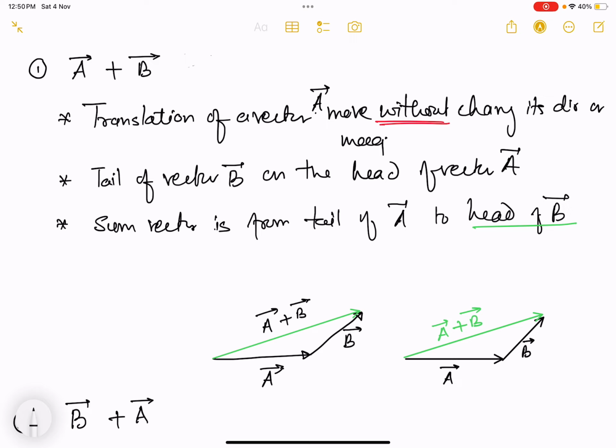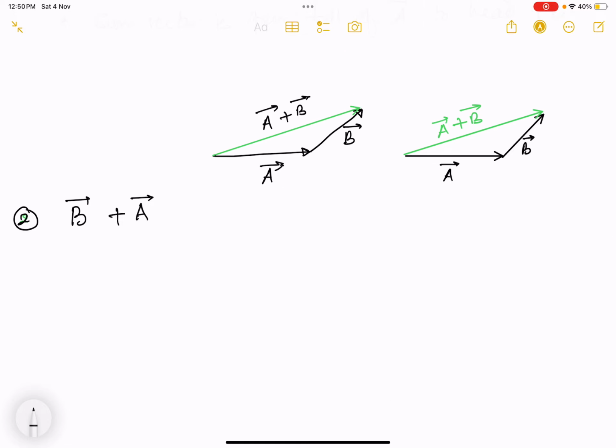Correct? So now if you have to do B plus A, what is your first vector? First vector कौन सा है तुम्हारा अभी? Your first vector is B now, and second vector is now A. So how do we do B plus A? You first translate the vector B. How do we translate? As I said, you can draw a vector in the same direction with the same magnitude.